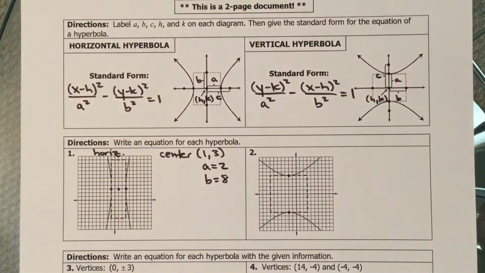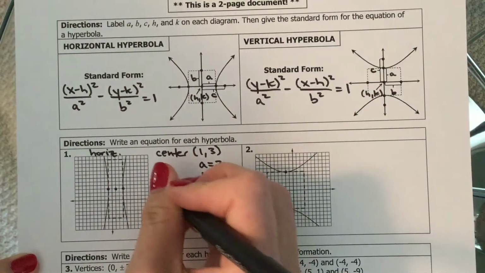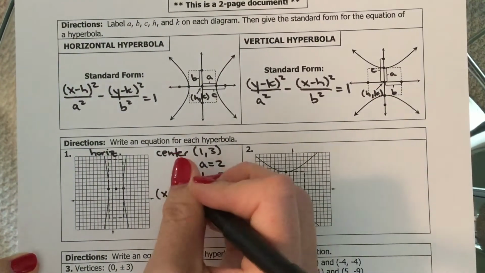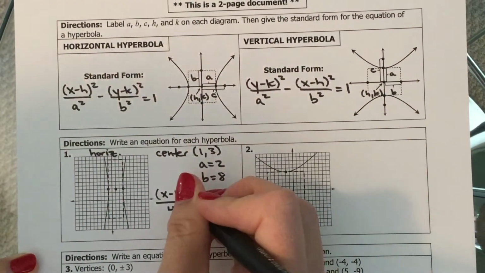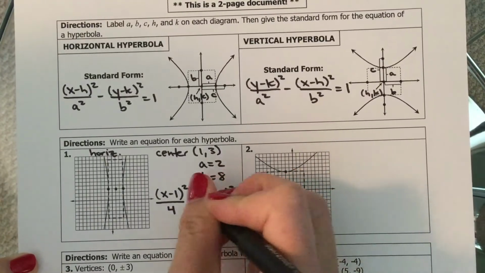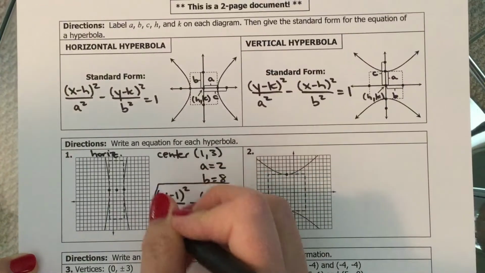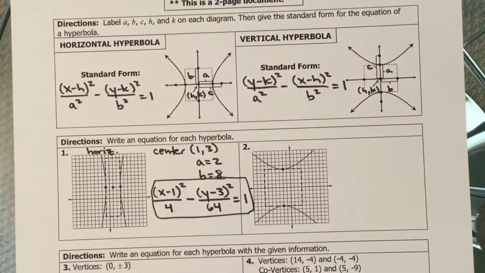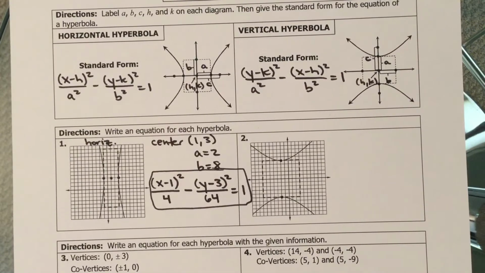So we've got all the pieces we need. We have H and K and A and B, and we know it's horizontal. So we have x minus h first, that's where the 1 goes in. This denominator is a squared, so 2 squared is 4, minus y minus k squared over b squared equals 1. So that is the equation we would get for a problem like number 1. Number 2 is very similar. And then for the rest of these, between the vertices, the co-vertices, and the foci, you are given 2 of the 3.